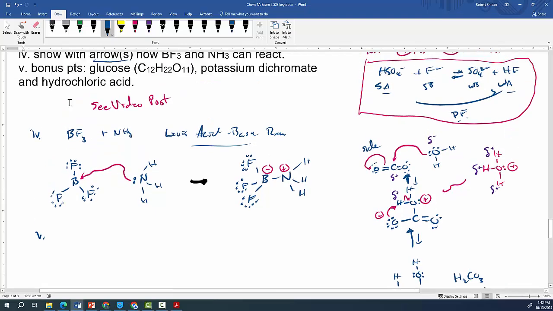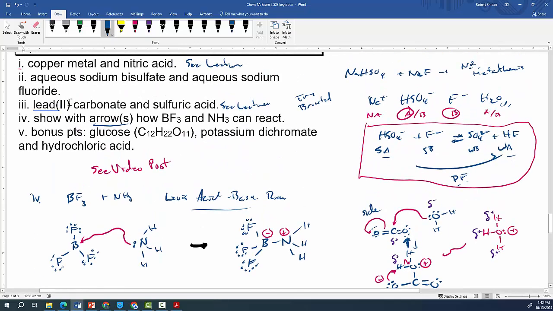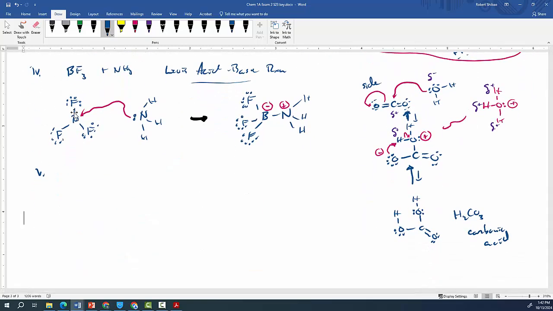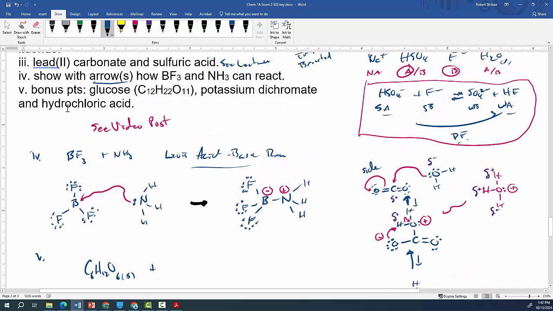All right, the last reaction here is glucose and potassium dichromate and hydrochloric acid. So glucose is C6H12O6. It's a sugar alcohol. It's a solid. And we're going to react that with, that's not glucose. I screwed that up. This is not glucose. All right, let me correct this. This is sucrose.